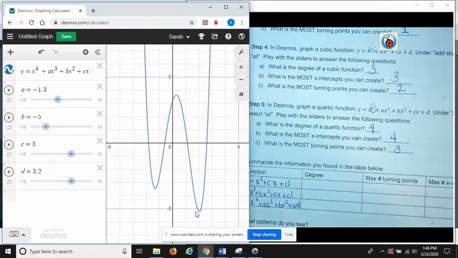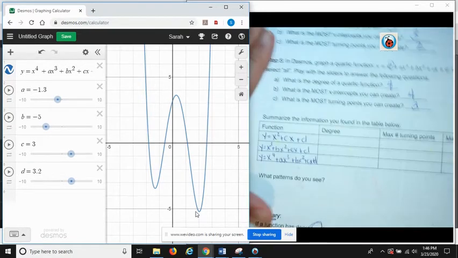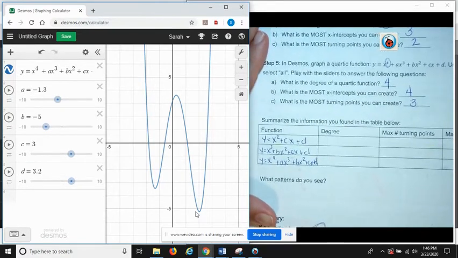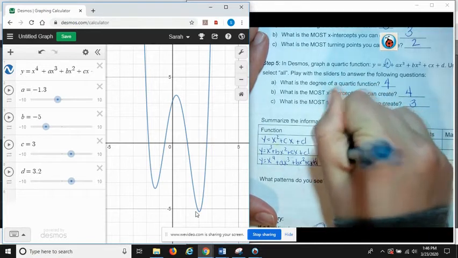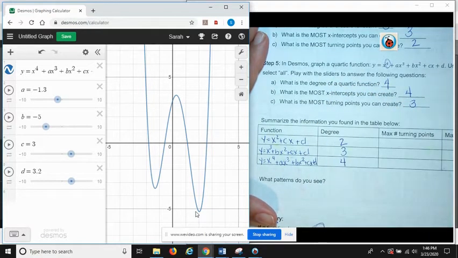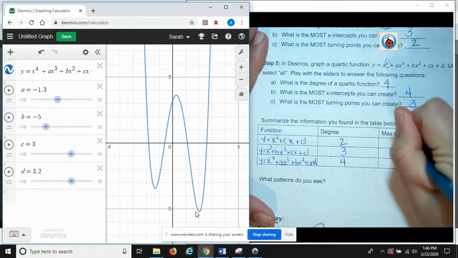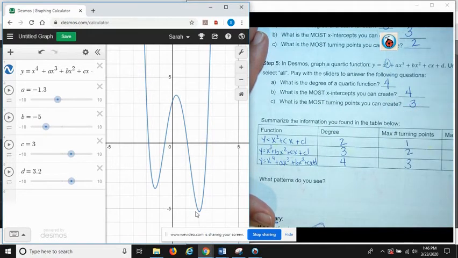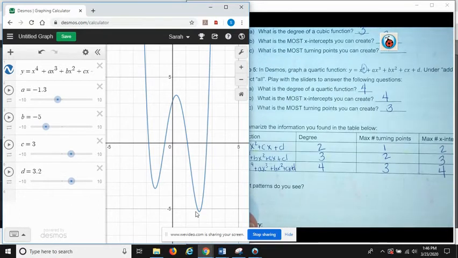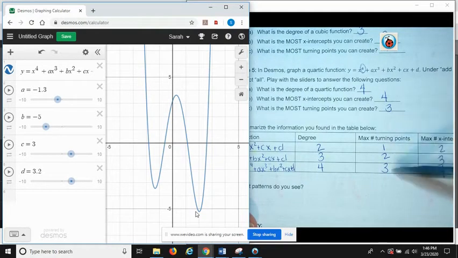Okay, so then in this table, we want to summarize. We already wrote out all of our functions. This was degree 2, degree 3, degree 4. Max number of turning points was 1, 2, and 3, and x-intercepts was 2, 3, and 4. Okay, that's this table. Notice these are all 1 less.